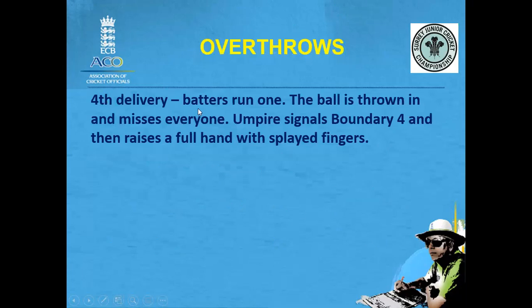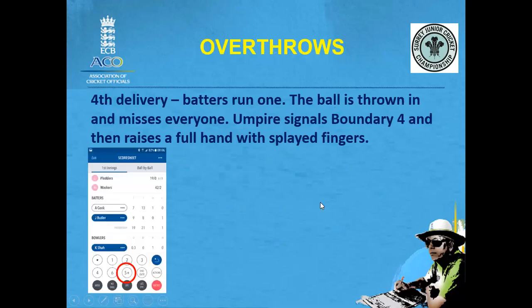Fourth delivery, the batters run 1, the ball is thrown in and misses everyone. The umpire signals boundary 4 and then raises a full hand with splayed fingers. It's basically the 1 initial run plus 4 overthrows. So we need to record 5 runs.